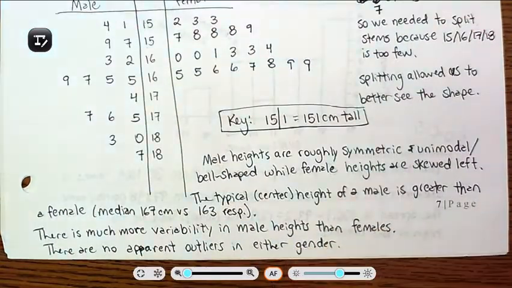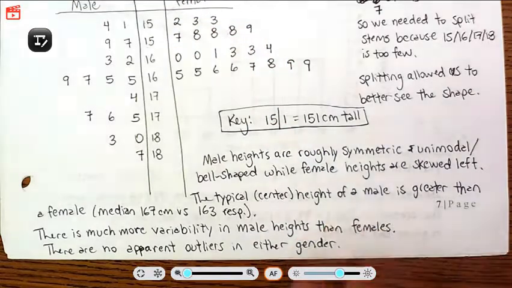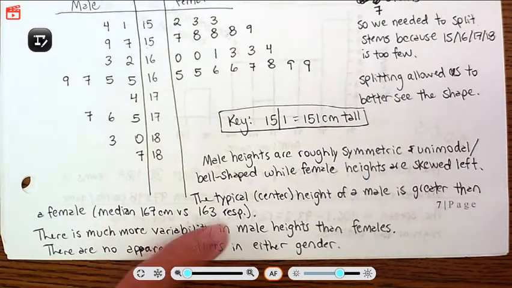Male heights are roughly symmetric and unimodal or bell-shaped, while female heights are skewed left. The skier would ski left. The typical center height of a male is greater than a female, median of about 167 versus 163. There is much more variability in male heights than in female. There are no apparent outliers in either gender.